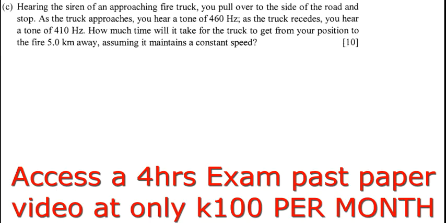Now when we're talking about constant speed, one thing you have to understand is that the acceleration is 0.